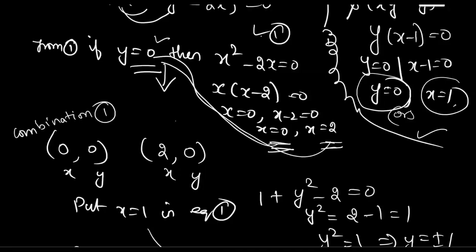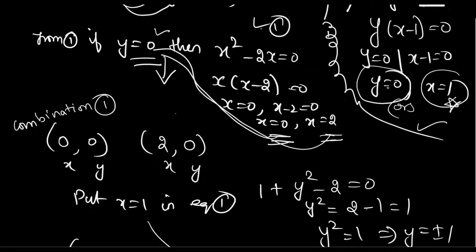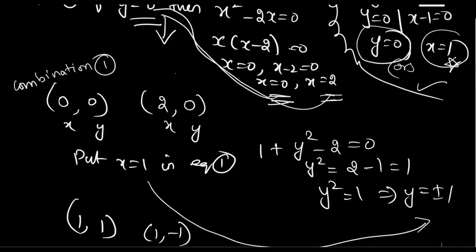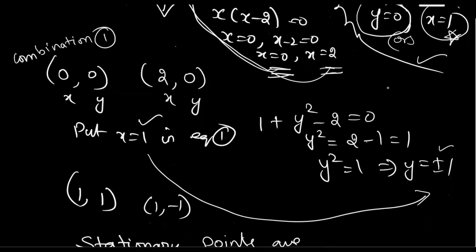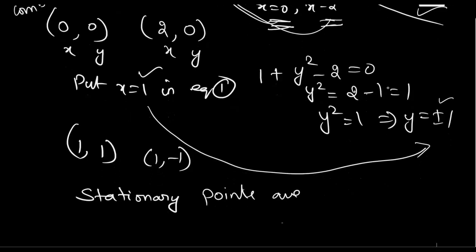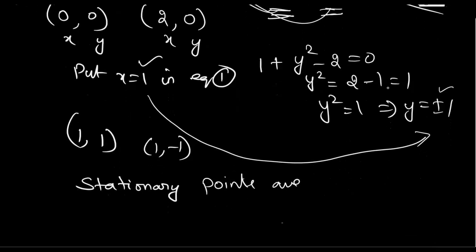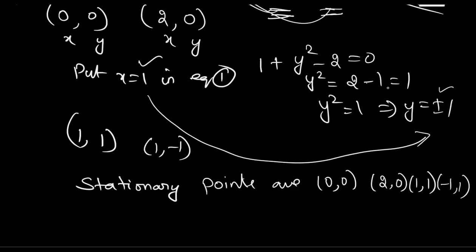Now this second one, x is equal to 1, I am substituting it. When I substitute x is equal to 1, I am getting two answers, that is plus or minus 1. So x is equal to plus 1, y is equal to plus 1 is one combination. X is equal to plus 1 and y is equal to minus 1 is the other combination. Therefore, we get 4 stationary points, that is (0, 0), (2, 0), (1, 1) and (1, minus 1).